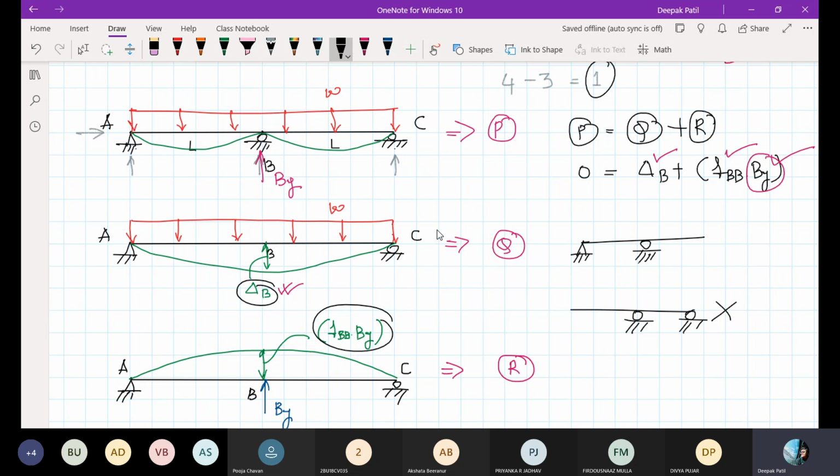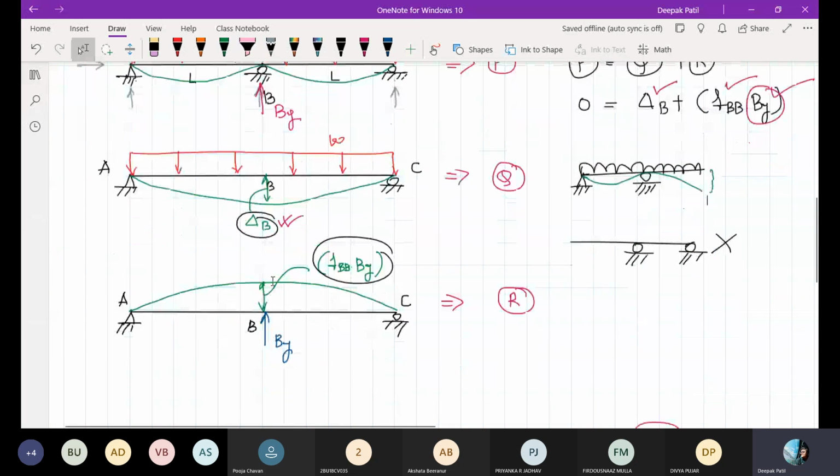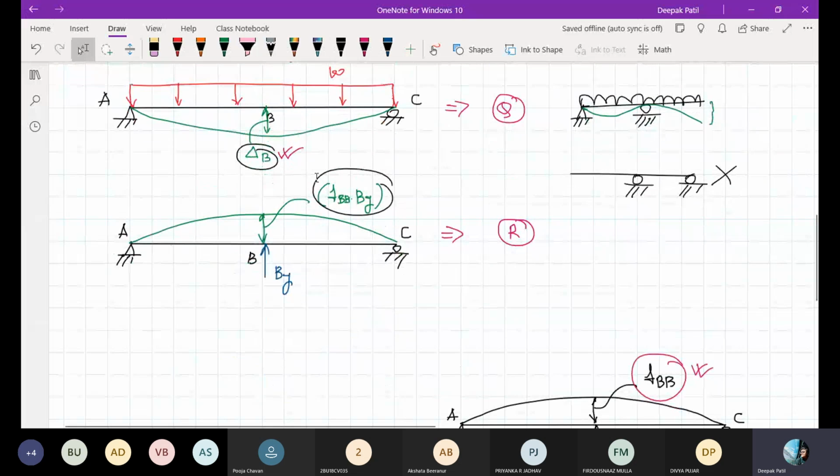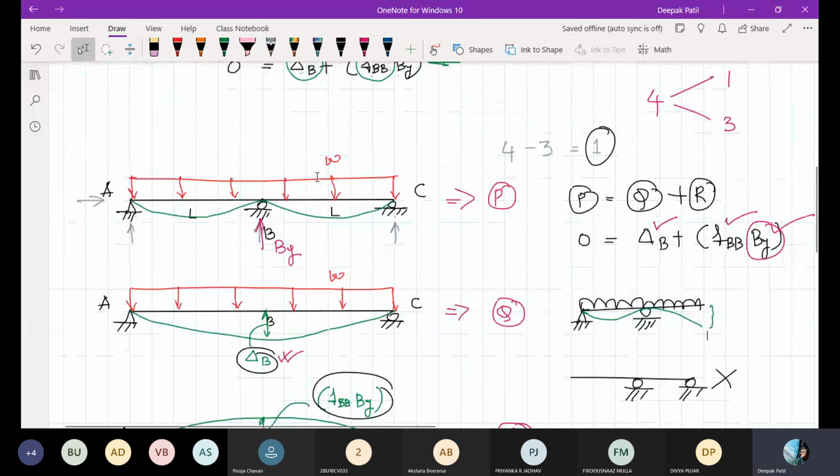But what happens? See, if you remove CY, there is a uniformly distributed load. How will the deflection be? The deflection could be something like this. Finding this deflection using any other method could be a tedious one. But if you remove BY, we have a direct standard formula to find delta B and all. So usually you have to choose the redundant very carefully so that your calculations become very easy.